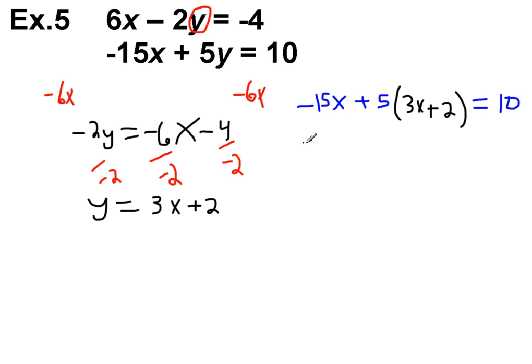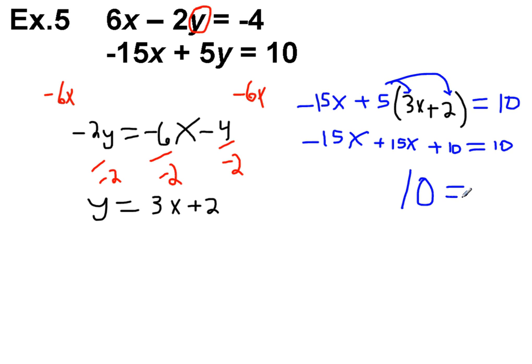Okay, so I need to distribute. The negative 15x is just going to hang out for a minute. Then I got to distribute the 5. So 5 times 3x is 15x. 5 times 2 is 10. And then that still equals 10. All right, usually at this point we combine like terms. So I have negative 15x and positive 15x. And so those actually cancel out. You add those together, you get 0x, which is just 0. So I am left with 10 equals 10.